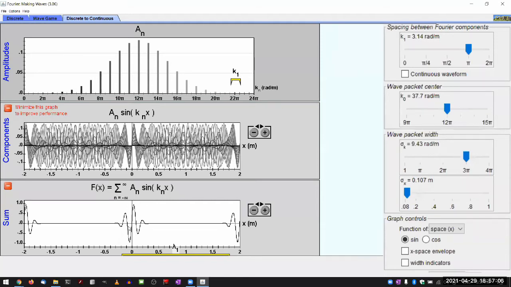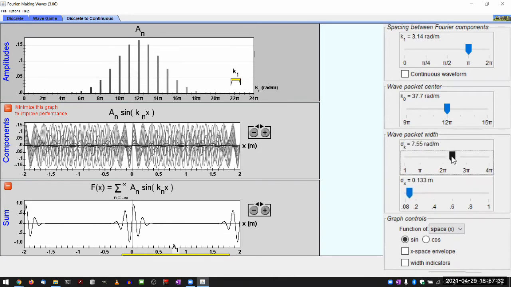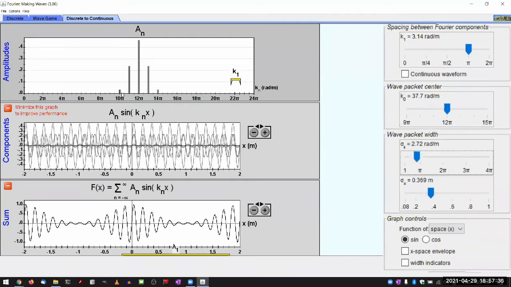So right now, this packet here has a large width in terms of this k value, the wave number, the inverse of wavelength. So let's say I want a more precise wave number. So let me make this width smaller. As I make this width smaller, I hope you notice something. Up here, compared to where I had a larger width, this narrower width graph has fewer values of wave components.